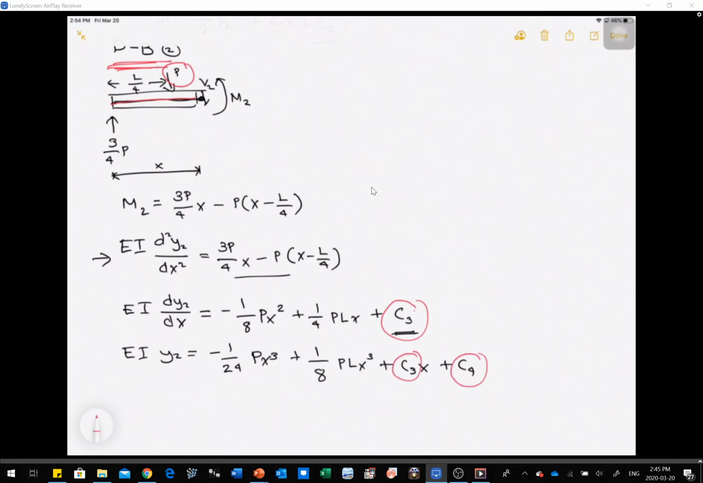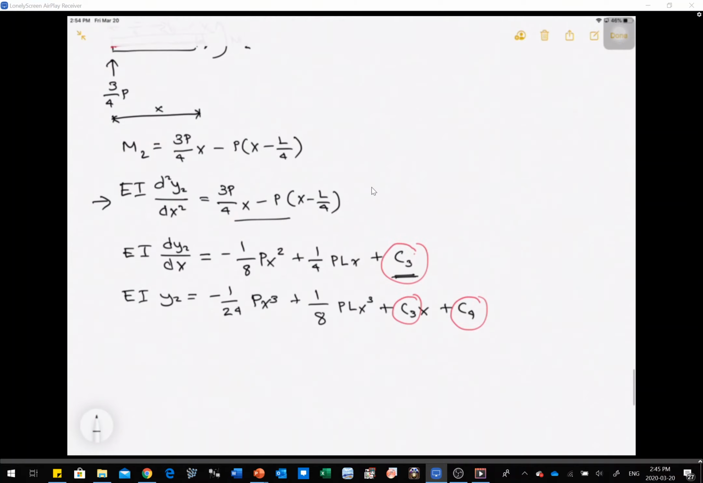Now we have to use boundary conditions. What boundary conditions could I use? So first, we have x is equal to 0, y is equal to 0. I can also use a second boundary condition, x is equal to L. Let's call it y1. Second boundary condition, x is equal to L, y2 is equal to 0.